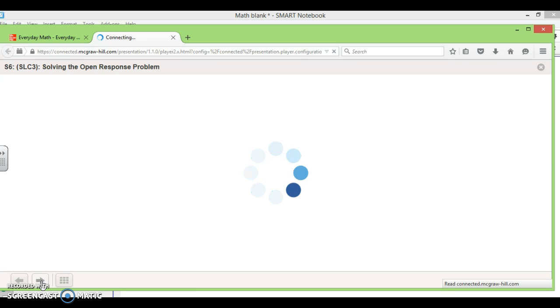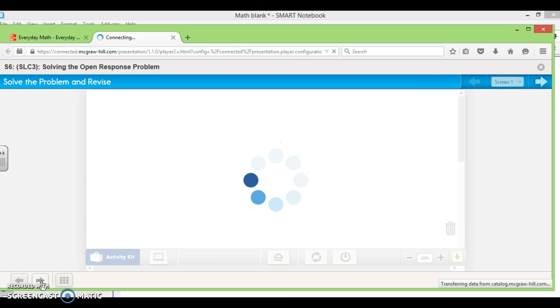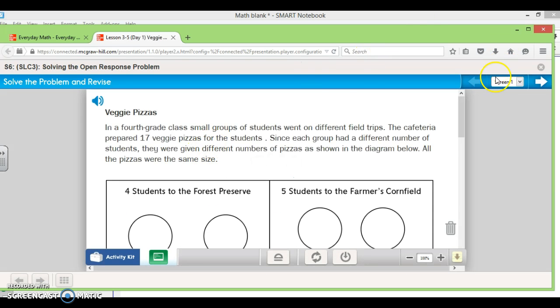We're going to look at an open response problem. I'm going to read this to you so you can start thinking about how you might solve this, and then you'll get to do this in group. So actually, let's see if this works. Solve the problem and revise.